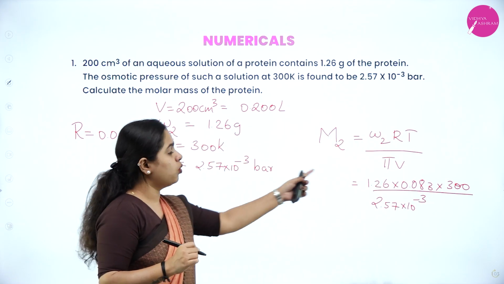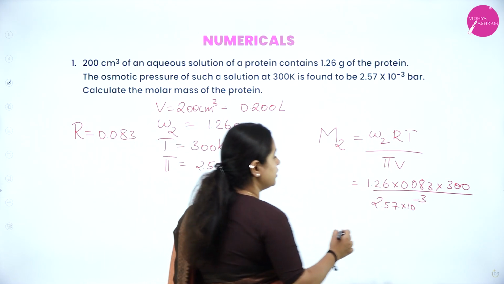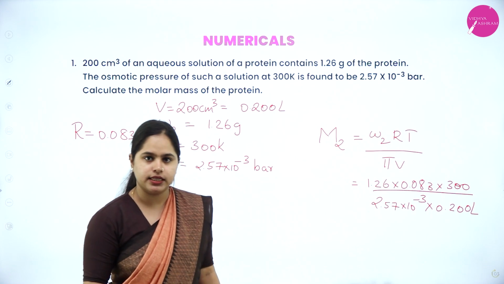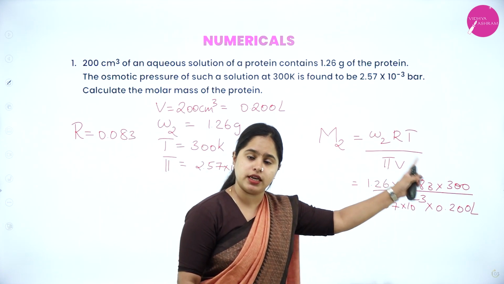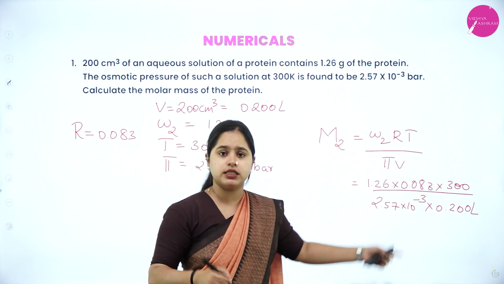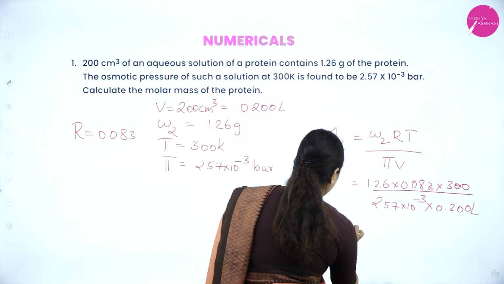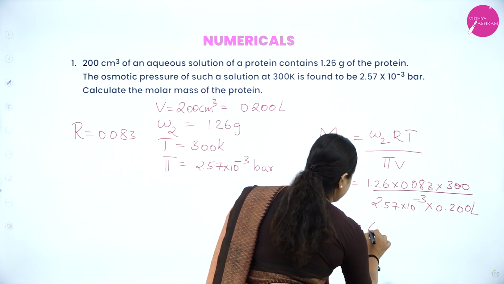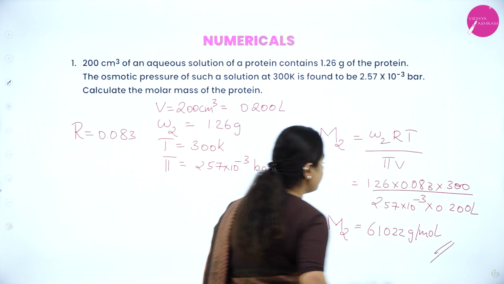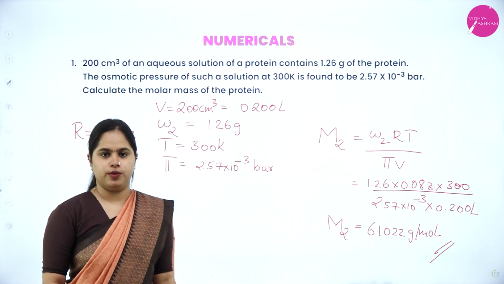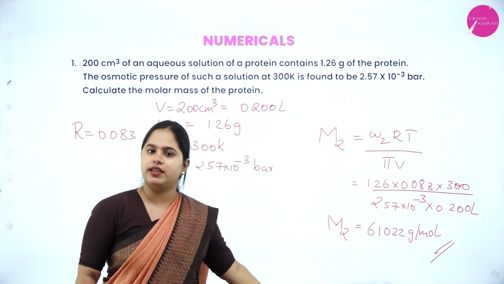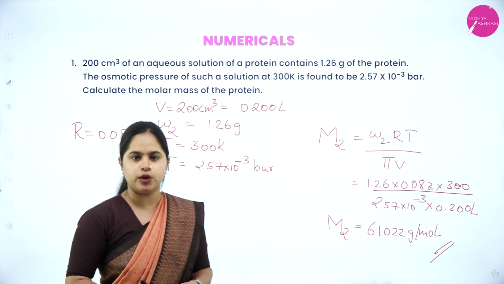Now what else is there? V. What is the volume? We converted it into liters already. It is 0.200 liters. That's it. So when this 10 raised to minus 3, you take it to the numerator, what does it become? It becomes 10 to the power 3. When you take the denominator to the numerator, the sign changes. So finally, when you do the calculation, you get the value as 61022 gram per mole. So this will be the molar mass of the solute. You substitute the values in the equation W2RT by pi V and you will get the answer. I hope it is clear.